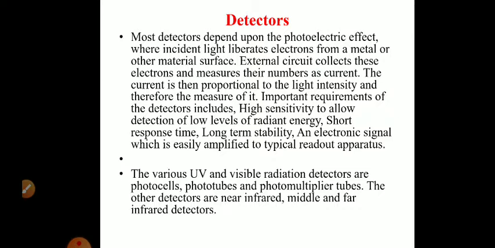So we discussed last time up to the different materials or sample holding devices, that is cuvettes. Now let us discuss the detectors that are used in UV visible spectrophotometry. Most detectors depend upon the photoelectric effect, where incident light liberates electrons from a metal or other material surface. An external circuit collects the electrons and measures their number as current. So the incident light is converted ultimately into current. The current generated is proportional to the light intensity and hence it is a measure of it.